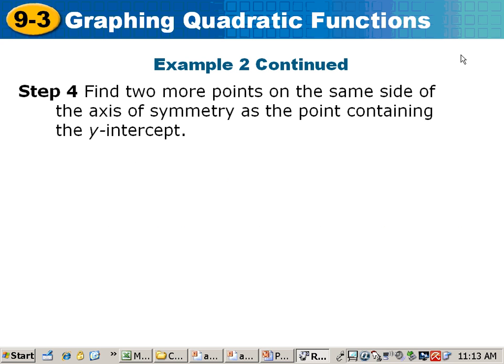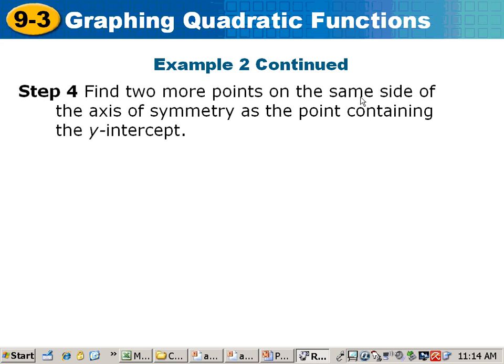The next thing we need to do is find 2 more points. Now this says on the same side as the axis of symmetry, but we could just find 1 point because we already have the vertex, we have the y-intercept. That's going to give me 2 points, so I really just need 1 more point.